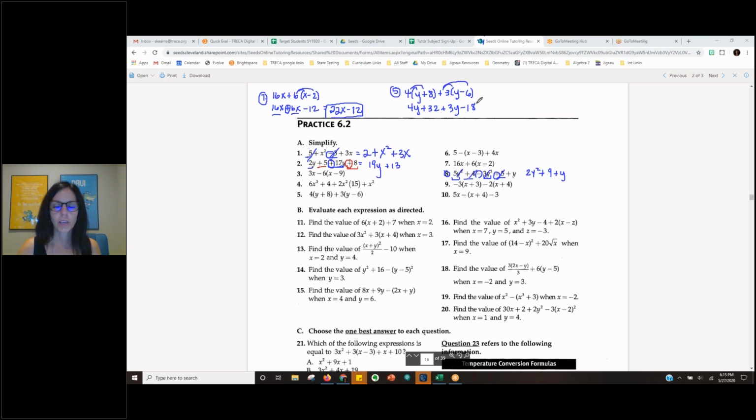And at this point, you're just going to combine your like terms. You're probably starting to get pretty good at this. I have 4y plus 3y, which gives me 7y. Then I have 32 minus 18. So 32 minus 18 is going to give you 14, positive 14. And you can leave it just like that.